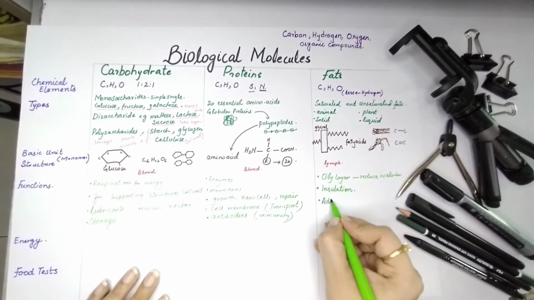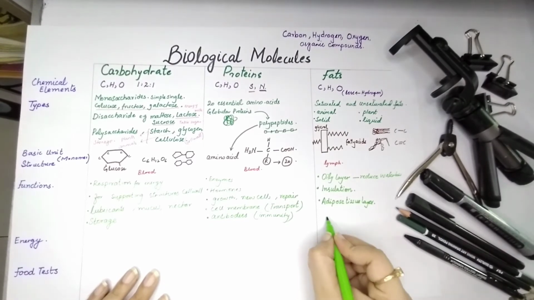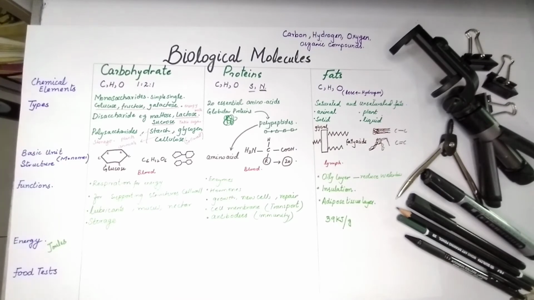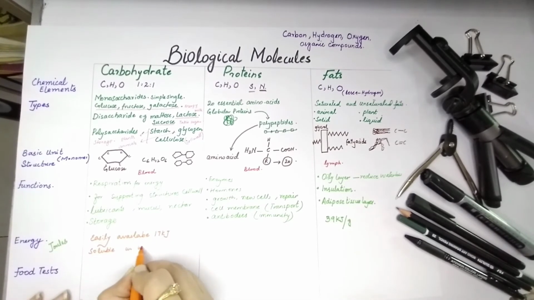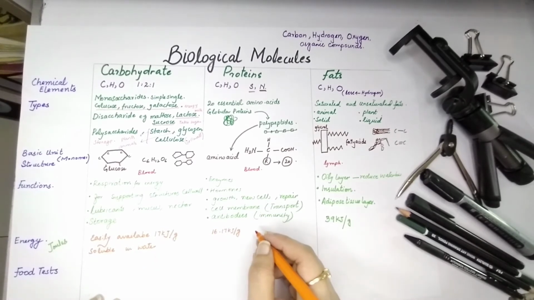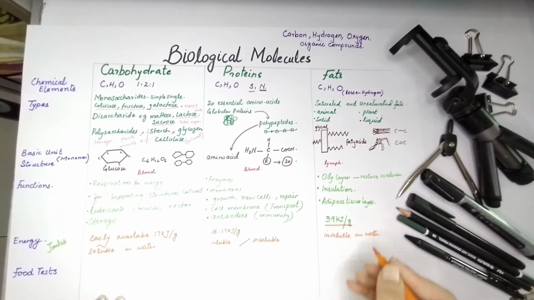If we talk about fats, fats form an oily layer outside the plants. They prevent evaporation. They are also responsible for insulation. They are also responsible for forming the adipose tissues. If we talk about the energy, fats give maximum energy, that is 39 kilojoules per gram, whereas carbohydrates and proteins give less energy per gram.